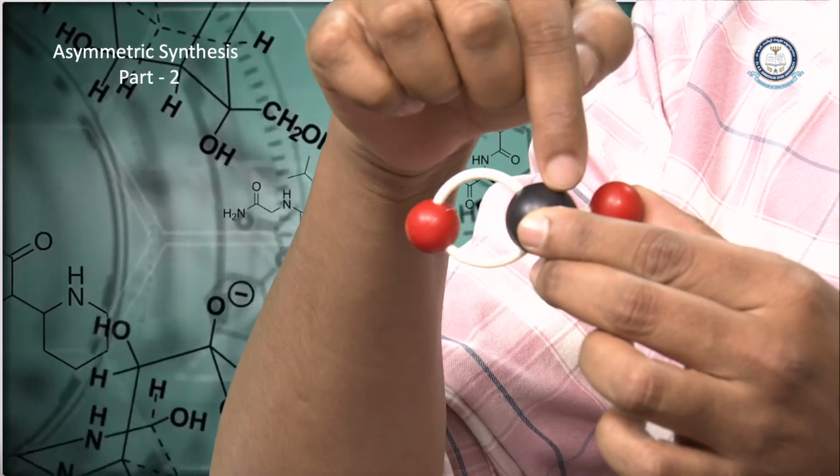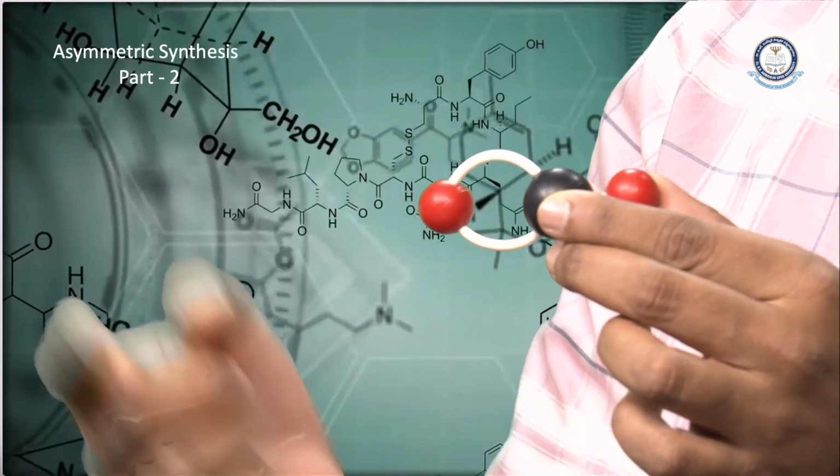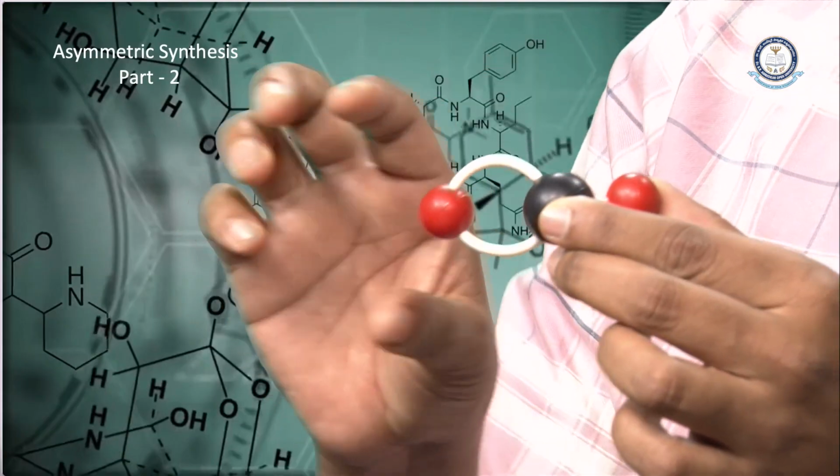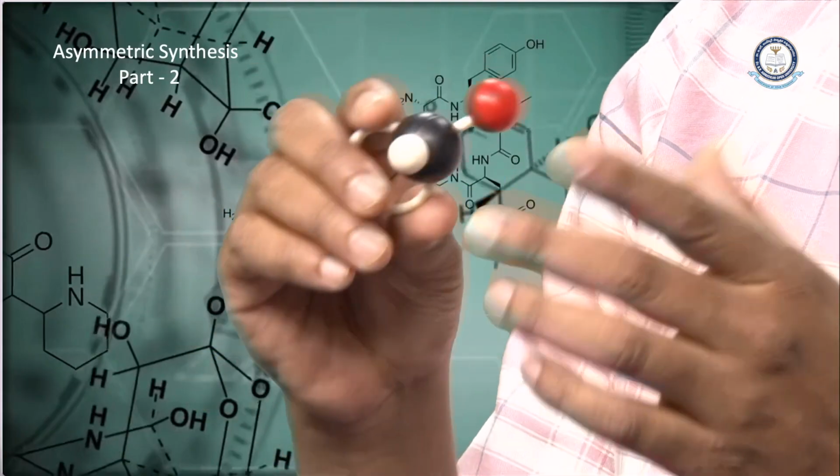If it attacks from the top face, I will get one isomer. If it is attacking from the bottom face, you will get another isomer. That means these two isomers have different properties. You are getting enantiomers, right? They may have the same physical properties, but the chemical properties are different. So the properties of the molecules are also different, right?